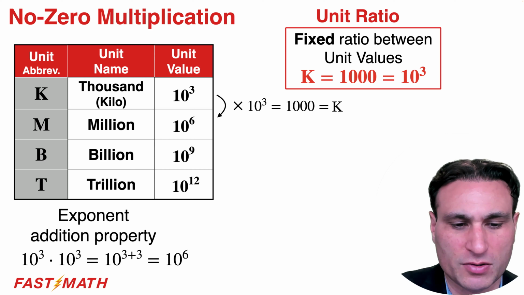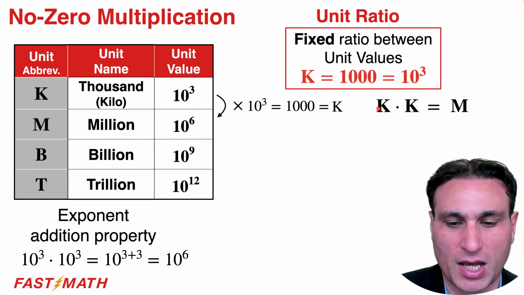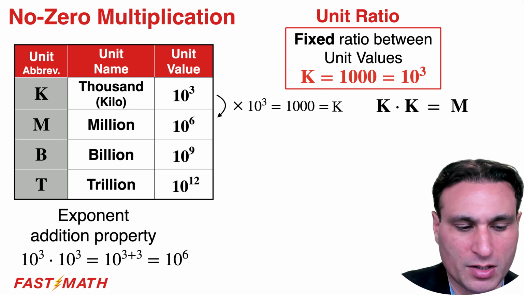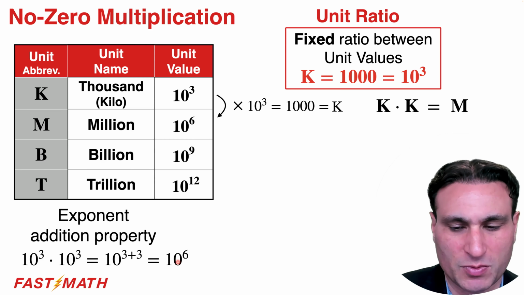So starting at 1,000, which is 10 to the third, and multiplying by 10 to the third, which is 1,000 or K, you increase the exponent by 3, going from 3 to 6, to get 10 to the sixth, which is 1,000,000. Using abbreviations, K times K equals M. 10 to the third, which is K, times 10 to the third, which is K, equals 10 to the sixth, which is M, or million.